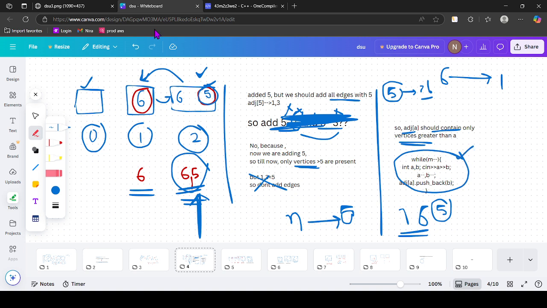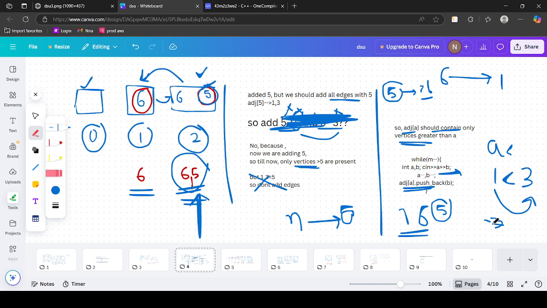Input both nodes and, with zero based indexing, reduce the values, and adjacency of A push back B, because it is given that A_i is less than B_i. So for example, if it is 1, it is surely 3. So only add 3 in the adjacency of 1. So don't add 1 in the adjacency of 3, because the graph is undirected.